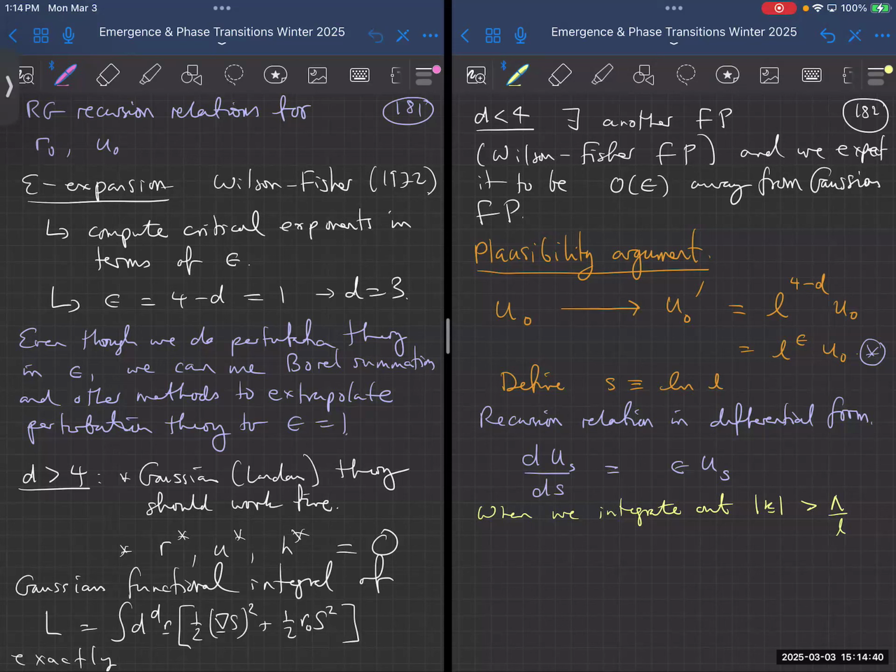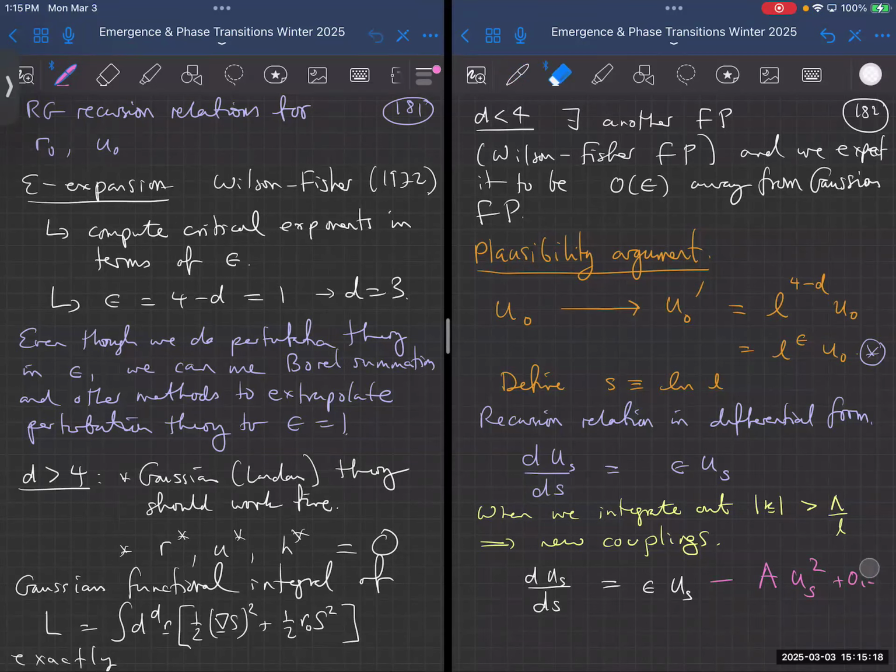When we integrate them out, that's going to introduce new couplings, just as we saw with the real space renormalization group. And so it's probably not a stretch of your imagination to guess that du at the scale s by ds is going to go like epsilon times u_s, which is what we got from mean field theory. But now there's going to be another term here, and I'm going to write it as some coefficient a times u_s squared, and there'll be higher order terms induced by renormalization group.